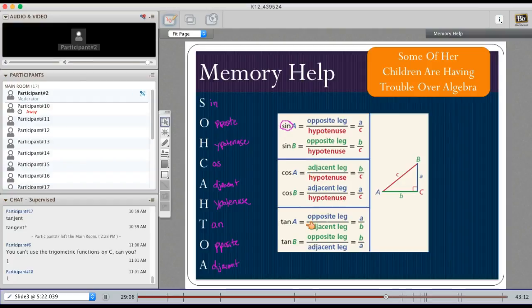So yes, Will brings up a good point. You're never going to use the right angle. So you'll notice here we don't have sine C, cosine C, or tangent C at all. That's the right angle. The sine, cosine, and tangent are only going to be from your 2 acute angles. Okay? So make sure you note that.